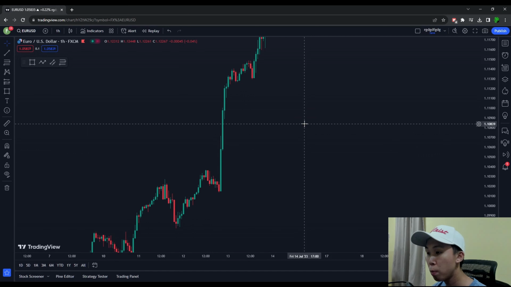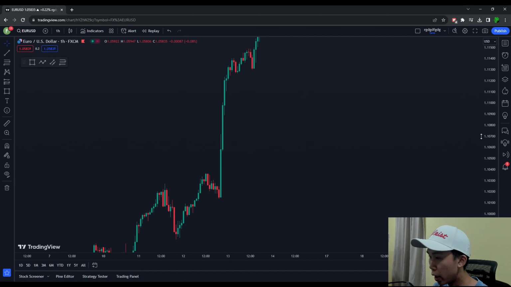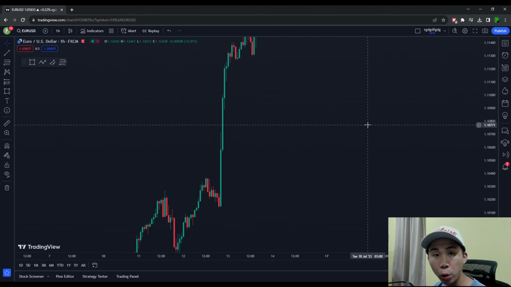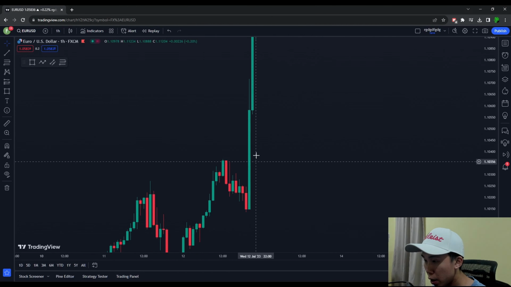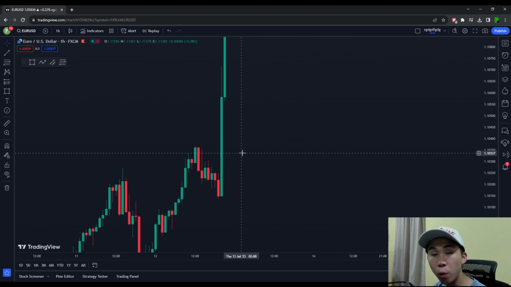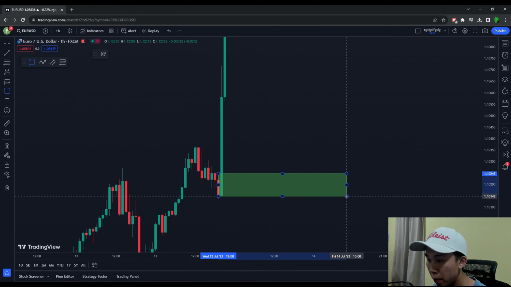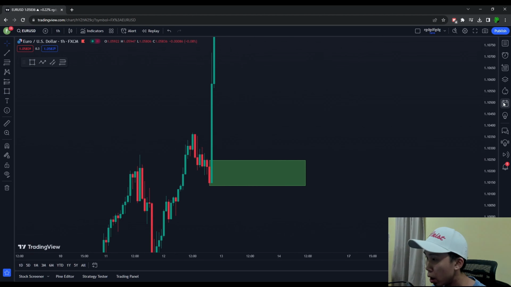So how do we spot a bullish order block? As we can see here, we identify the aggressive candlestick first. We have a very aggressive bullish candlestick here. So where is the order block? It will be the last bearish candlestick, which is this one here. And let's see how it performed in the future.